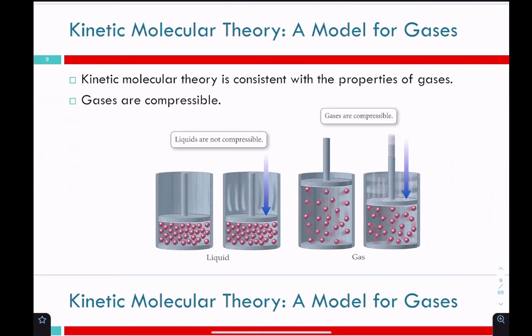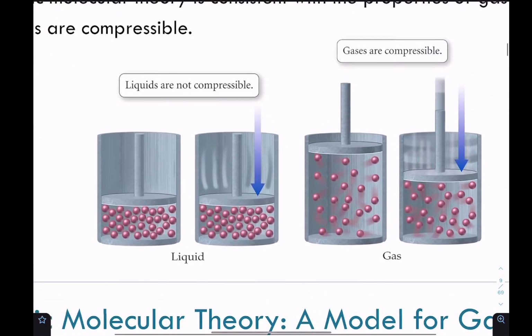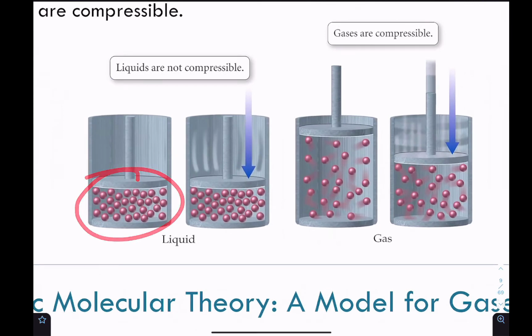So we've talked about some properties of gases before, briefly and in general terms. But kinetic molecular theory is consistent with the idea that gases are compressible. Gases have lots of space between all the atoms and molecules, so you can reduce that space and squish them together. Unlike a liquid, where the atoms and molecules are already bumped up against each other, there's no room between them. So if you try to compress it, it really doesn't compress at all.